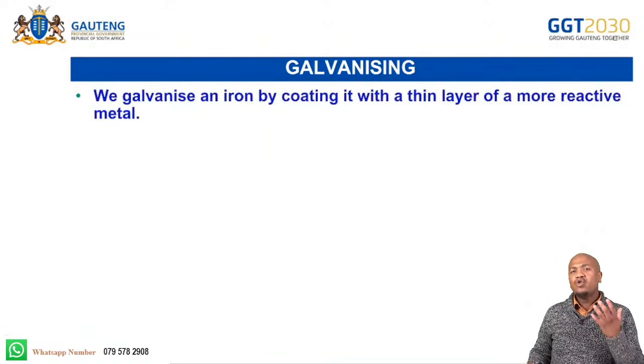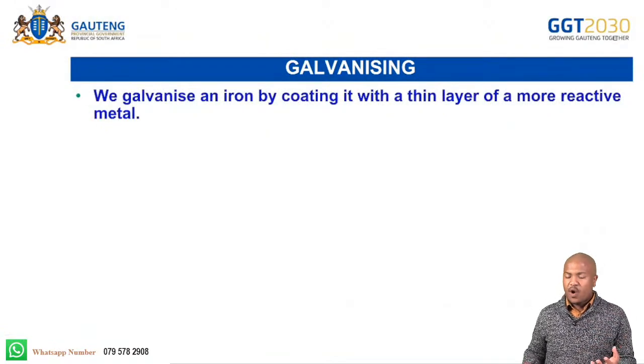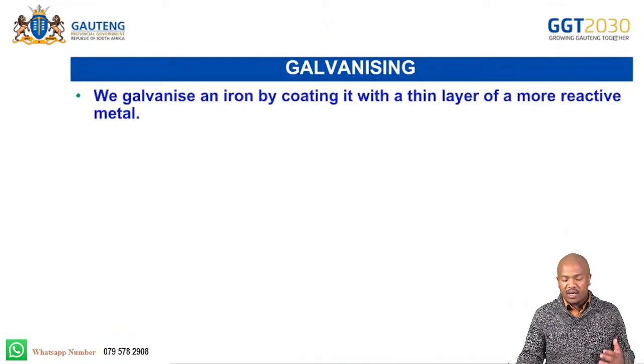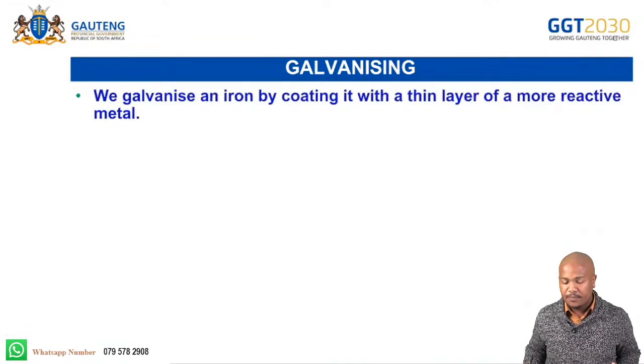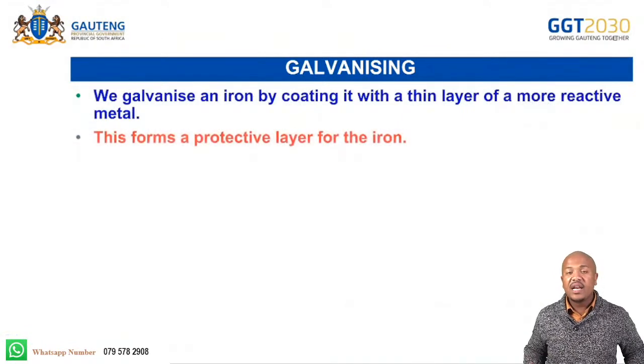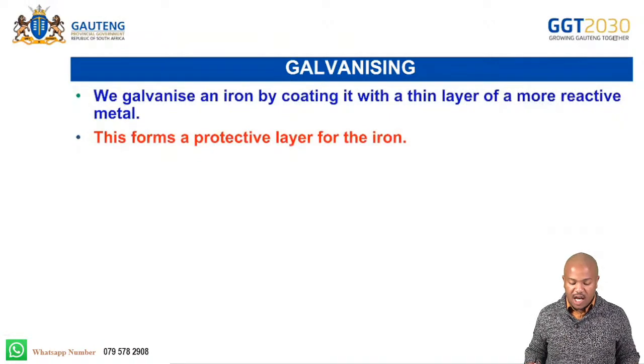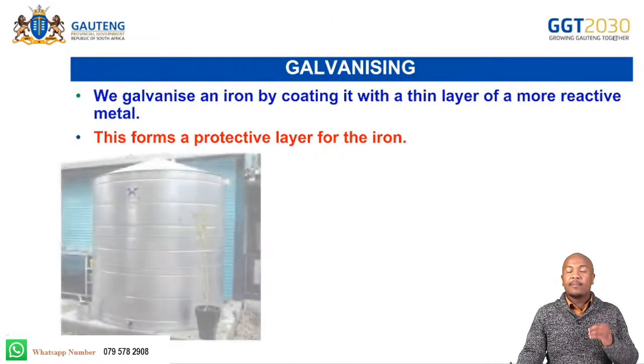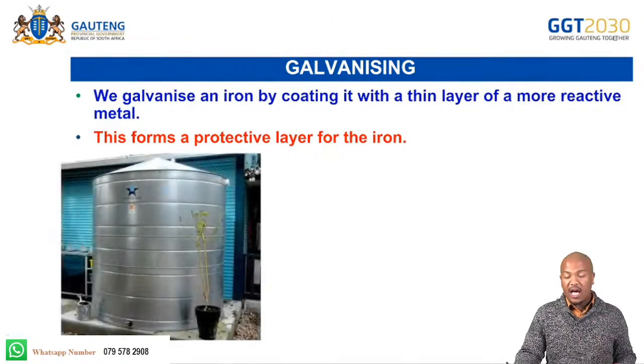So now, how do we galvanize objects? We galvanize iron by coating it with what? With a thin layer of a more reactive metal, with another thin layer of another metal. So this forms a protective layer for the iron as a result. It forms a protective layer for the iron.